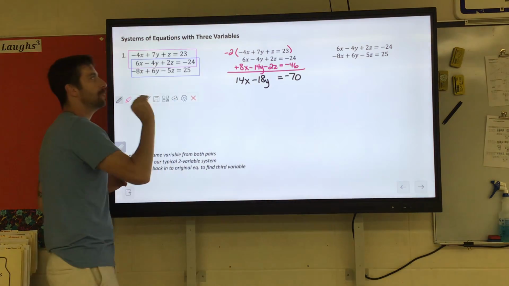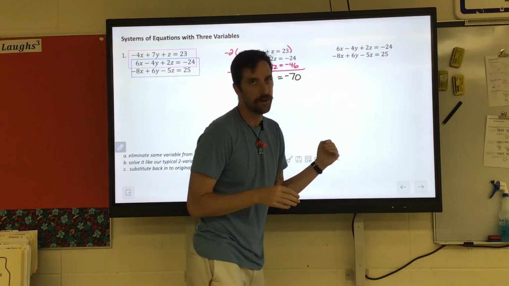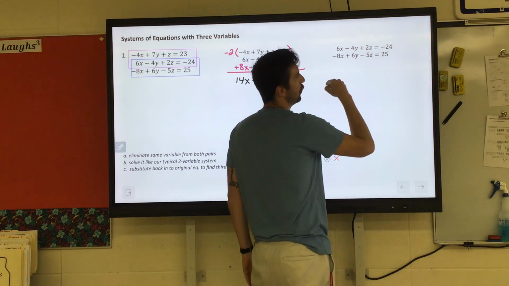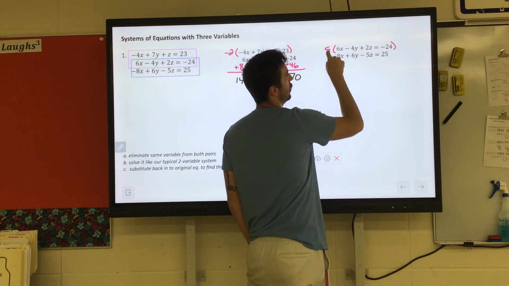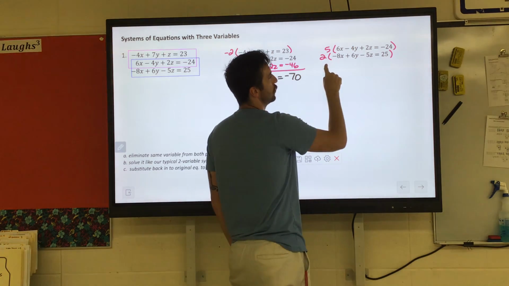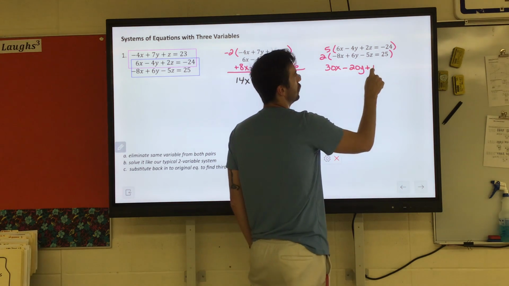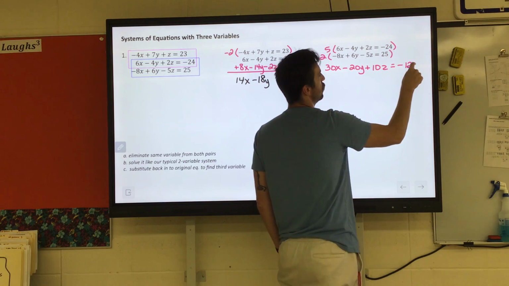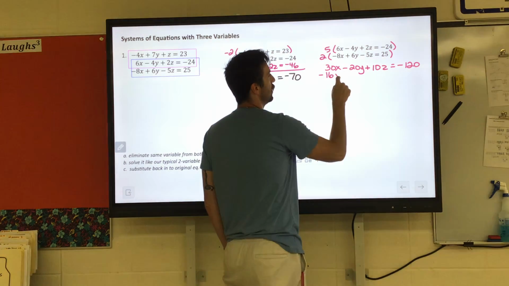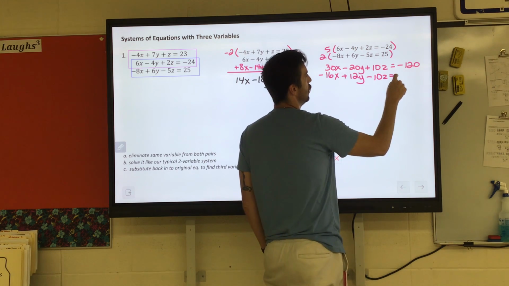We're going to get rid of the same variable with the other pairing. So we're going to get rid of the z's again. Now we have 2 and 5. We can make them both 10. And you want one positive, one negative, which they already have. So I'm going to hit the top with 5, the second one with a 2, and then they'll cancel each other out. Top line times 5 would give us 30x minus 20y plus 10z equals -120. The second equation by 2 would give us -16x plus 12y minus 10z equals 50.